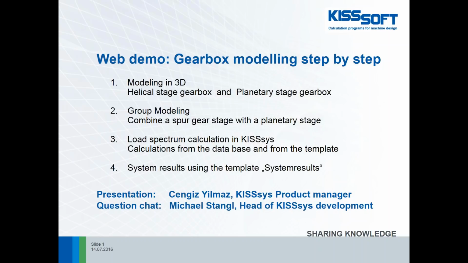Today I will show you first the 3D modeling, where we go to the modeling part of KISSsys and add elements to the model, and where you can see the new default geometry in KISSsys already when you are adding the elements. The next part will be the group modeling, where we will put two stages together. The first stage will be a planetary stage, and then the helical stage will be put together.